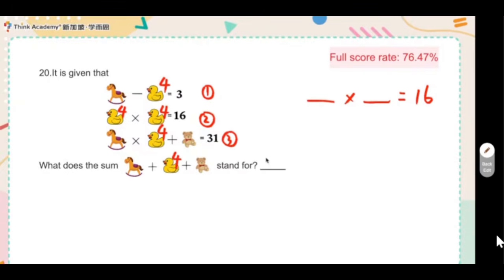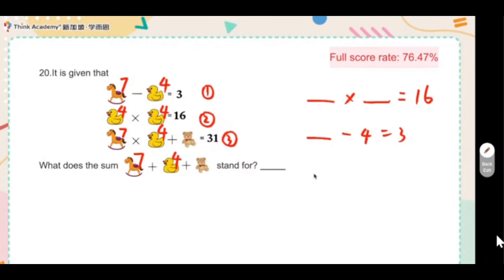Then this time, which equation do we start with? Type in your chat box. Yes, good job. The first one, right? Because only one shape is missing right now. That means the horse minus 4 equals 3. So what is the number here? 7. So all the same shape in this question is 7.